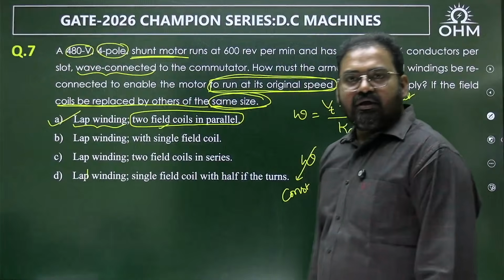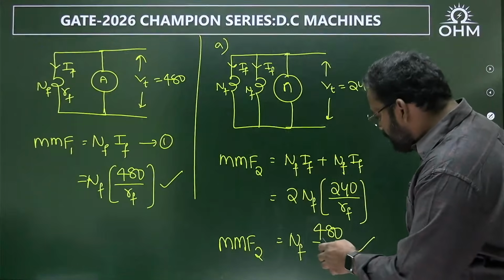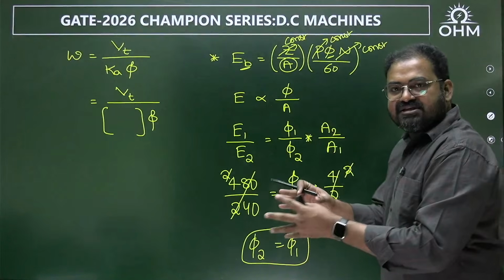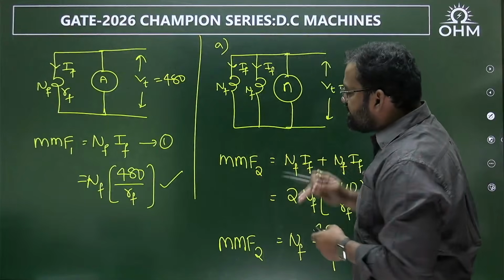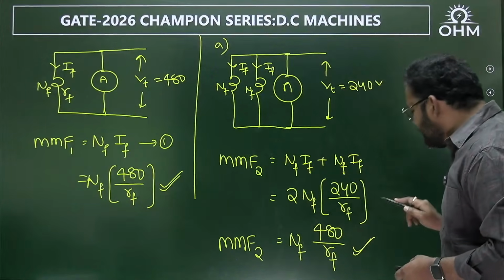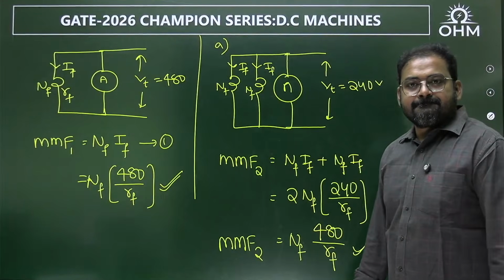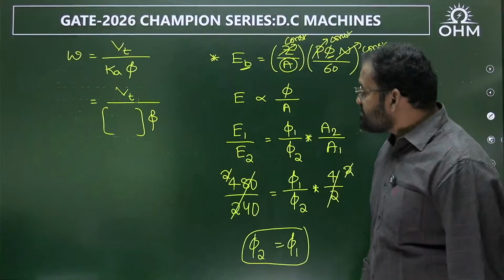Okay. Let us verify. See, the condition is the 2 fluxes must be equal. Fluxes in both cases must be equal. Fluxes will be equal only when MMFs are equal, and I proved it. Yes, MMFs are equal in both cases. Okay. Let us verify the other cases also.